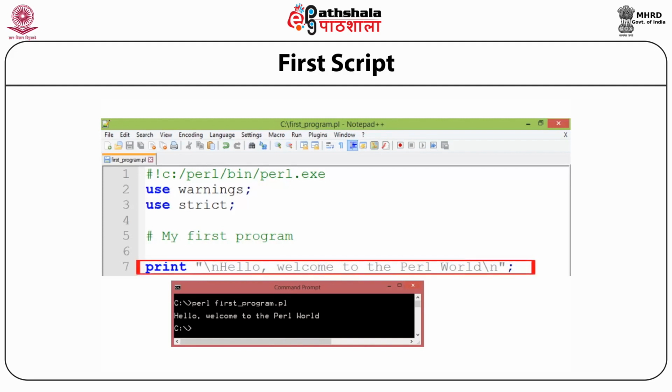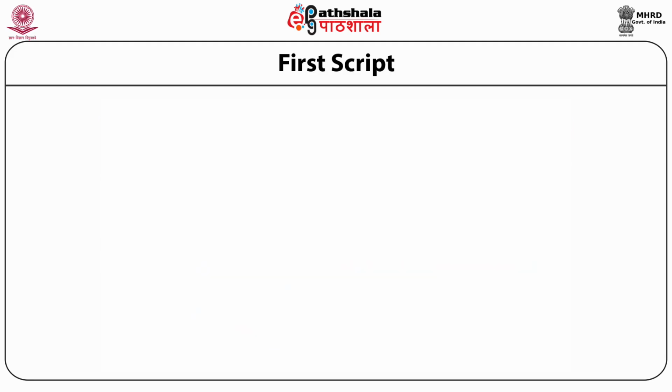Last line of the program uses the print function, which is used to print the statement "Hello, welcome to the Perl world," at the command prompt. Here, \n is the new line character, which is used to print the message from a new line. Semicolon is a delimiter used in Perl scripting. After completion of writing the script, we need to save the file with a .pl extension.